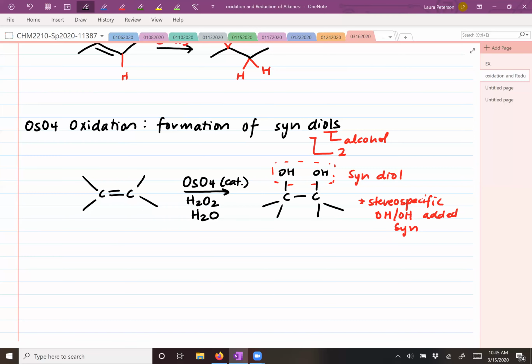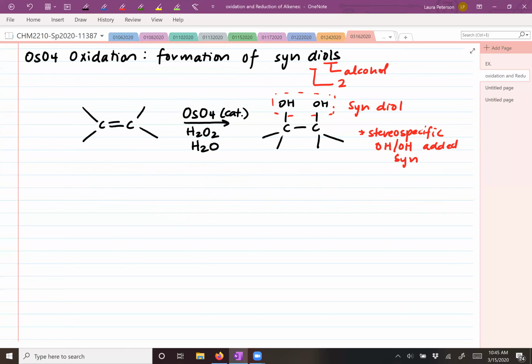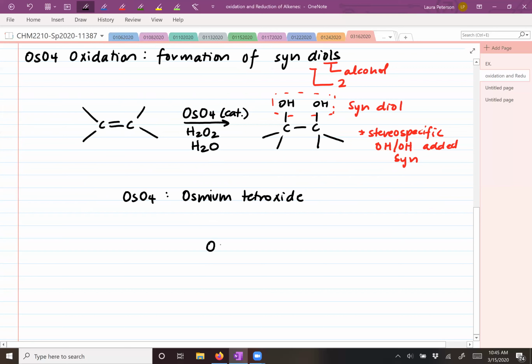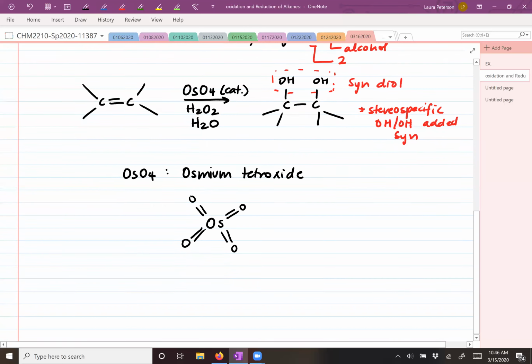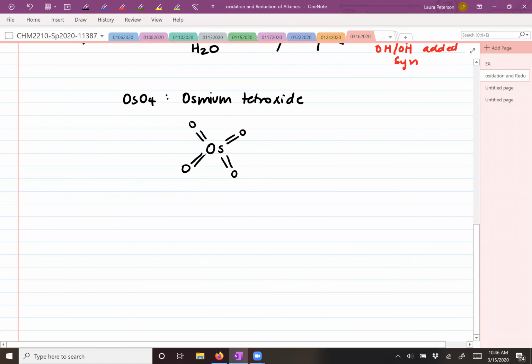Let me give you the structure of OsO4, and then we'll think about this issue of syn addition. OsO4 is osmium tetroxide. As the name implies, I have osmium and 4 oxides, or 4 bonds to oxygen, so it looks like that. If you were to look at osmium in the periodic table, it's a transition metal, and so we have d orbitals that we can utilize, so we shouldn't be concerned about the number of bonds to osmium, although it looks a little bit off. Let's look at an example and try to rationalize syn addition.